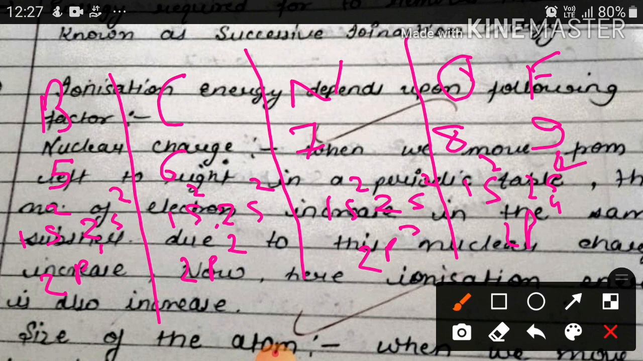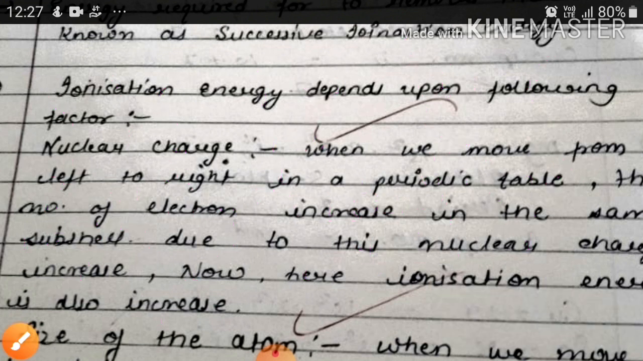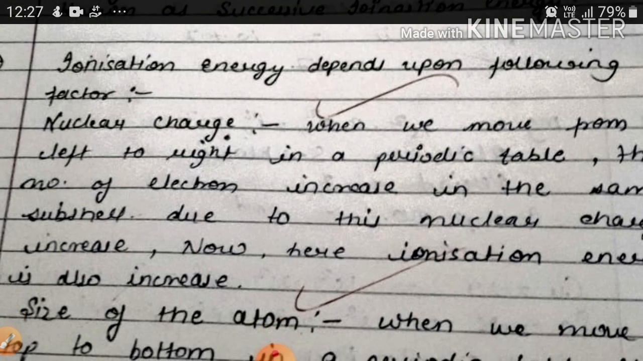Now here the electrons are added in the same subshell, that is 2p1, 2p2, 2p3, 2p4 and so on to 2p5. So due to this the nuclear charge is increased and the electrons are tightly bound to the nucleus. Due to this, it is very difficult to remove an electron from the outermost shell. So more energy is required to remove an electron from the outermost shell.